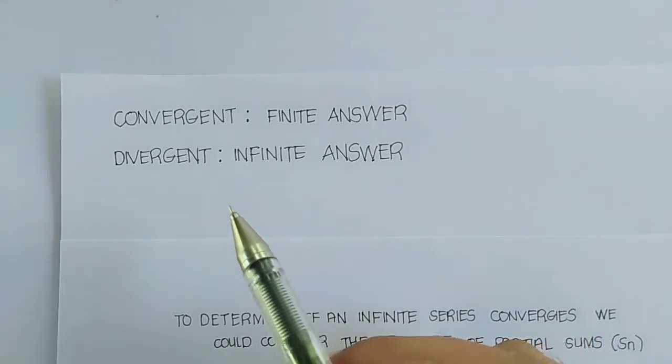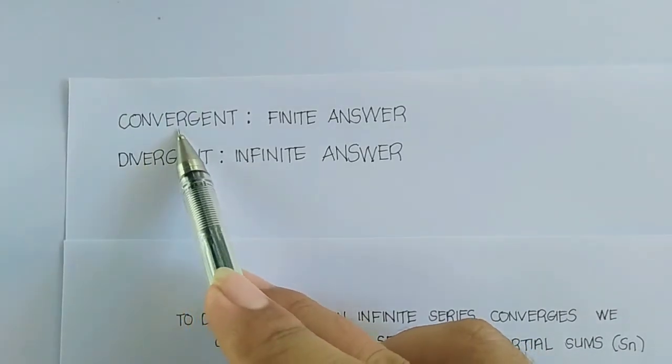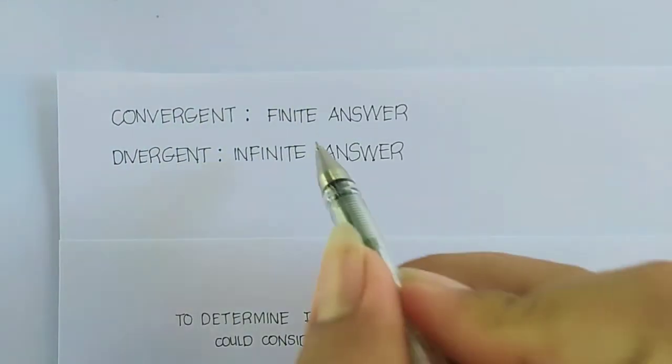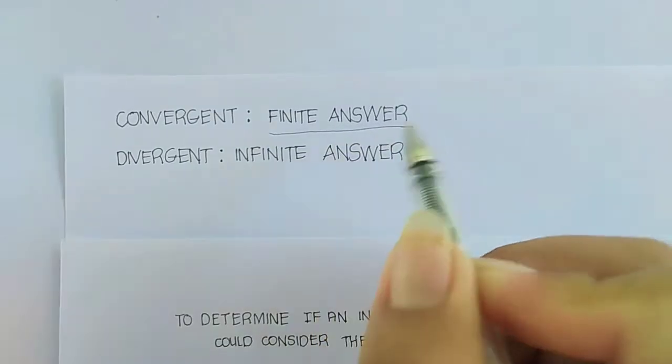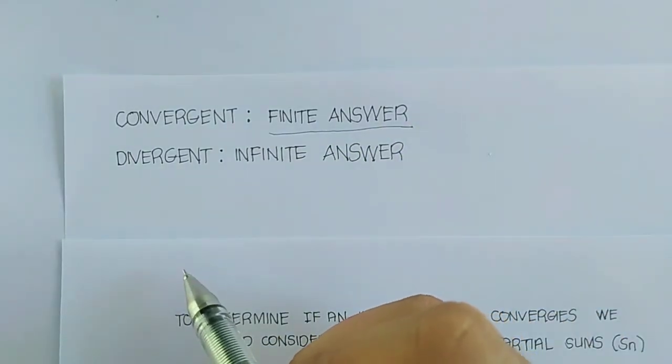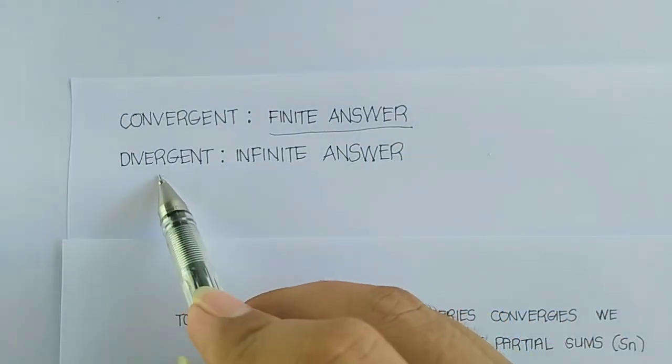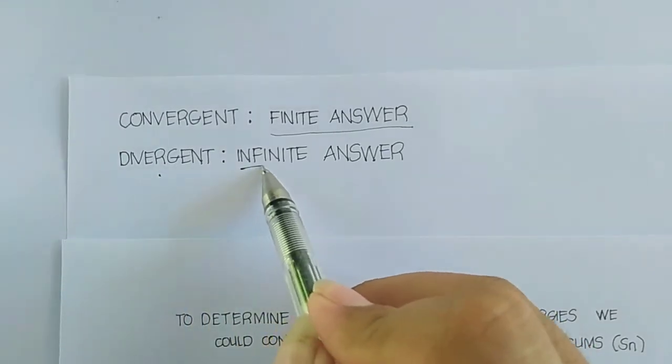So here are the definitions of what it means for an infinite series to be convergent or divergent. To be convergent is to have a finite answer. And for a series or integral to be divergent means it has an infinite answer.